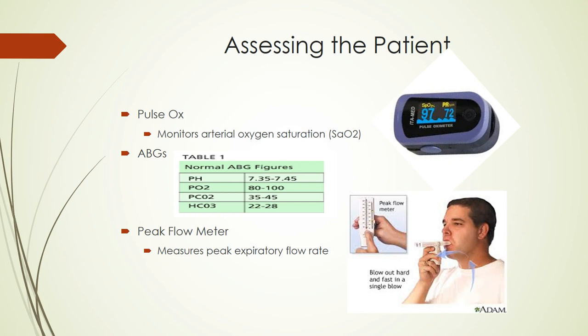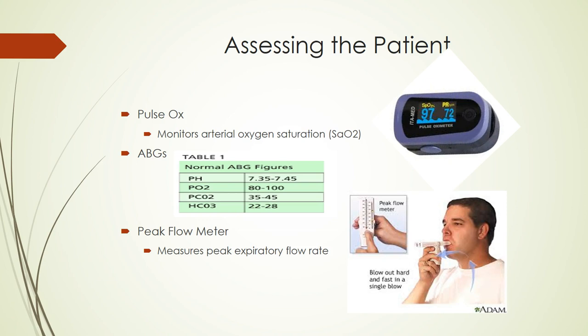So, assessing your patient, things you can actually use: they have a pulse ox, which is the little device on the right-hand side, that monitors arterial oxygenation, the SpO2. We also have ABGs. We're going to go over how to read ABGs in class, so don't worry about that too much right now, but an ABG is one way of being able to assess your patient and find out if the O2 and the CO2 exchange is actually working.